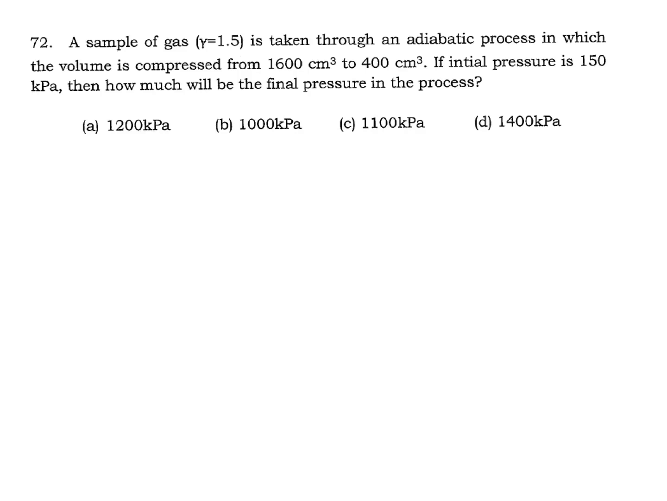Question: a sample of gas with gamma equal to 1.5 is taken through an adiabatic process in which the volume is compressed from 1600 centimeter cube to 400 centimeter cube. If the initial pressure is 150 kilopascal, then how much will be the final pressure in the process?